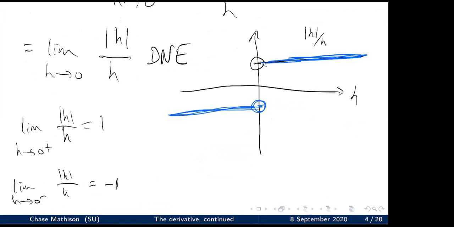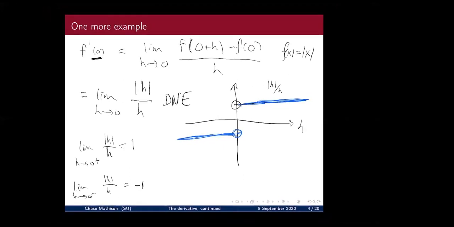Exactly. The left and right hand limits have to equal each other in order for the limit as h approaches 0 to exist. So that's why this limit does not exist, because we're approaching two different things when we approach from the left and from the right.